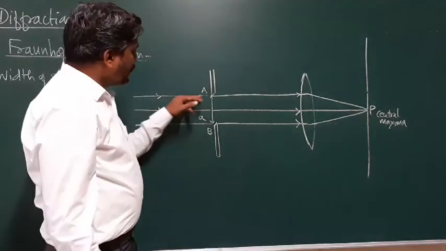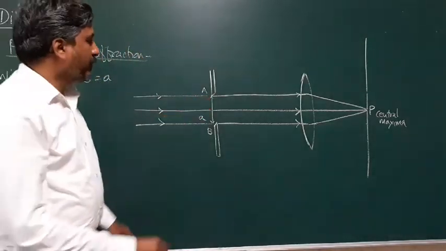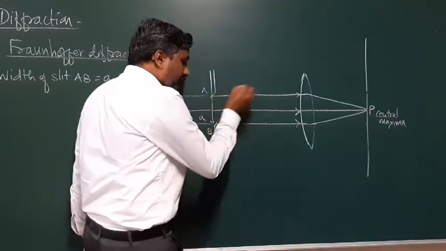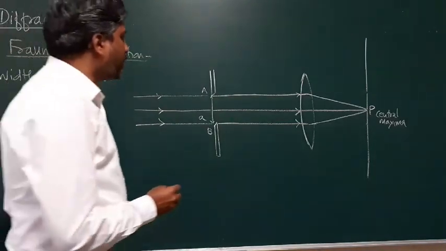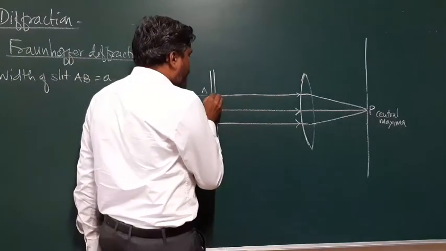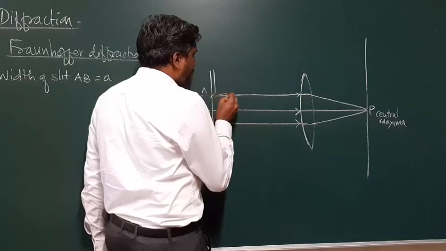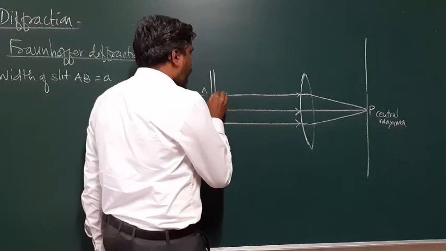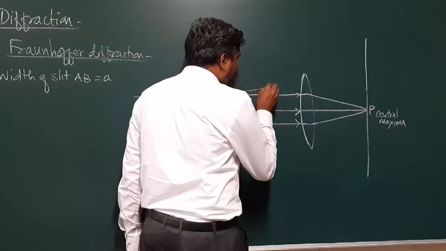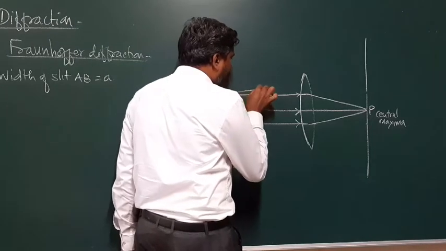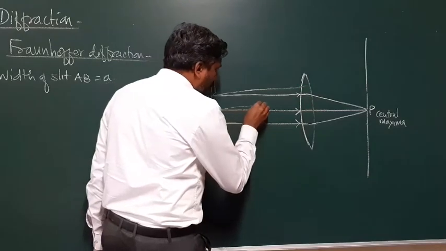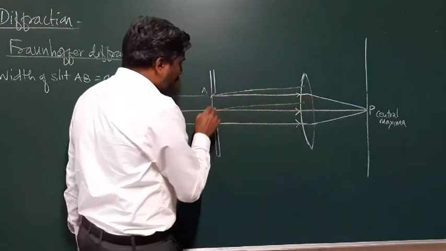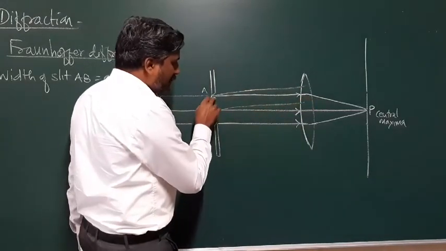Suppose the light ray is incident at the point A, and from A the light ray is diffracted. The light ray is diffracted means what? The light ray is bent. Therefore this is the light ray which is bent. This second light ray is also bent. This is not incident on the obstacle, but it will be incident on what?